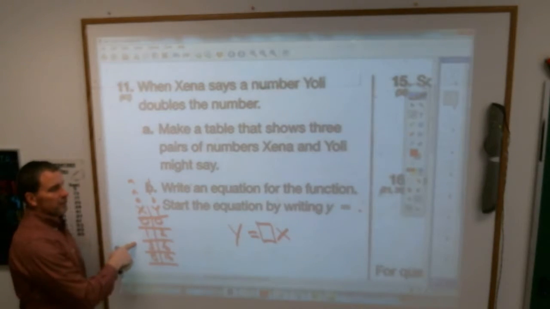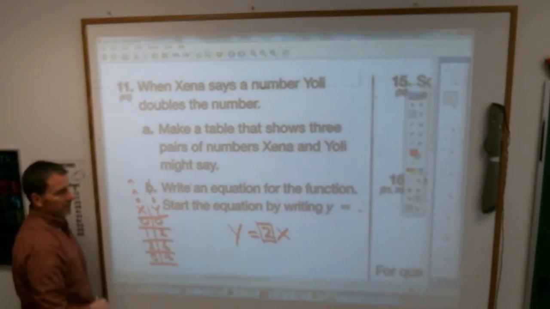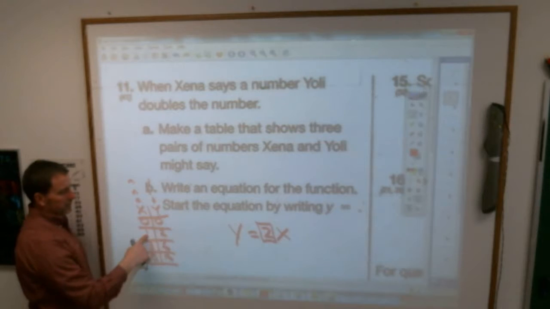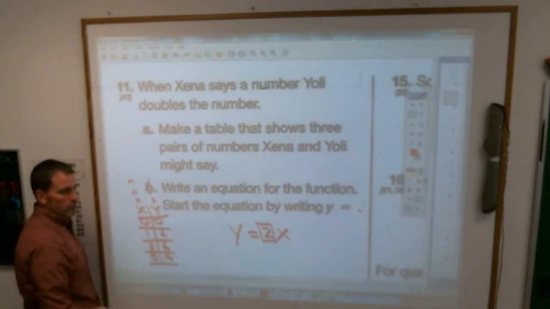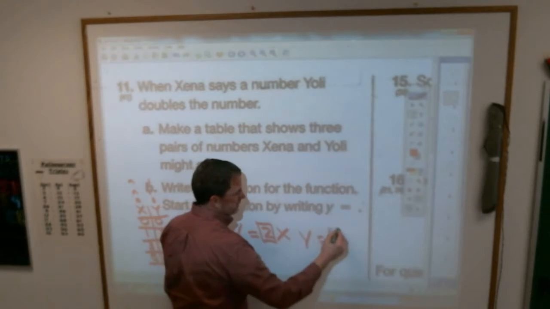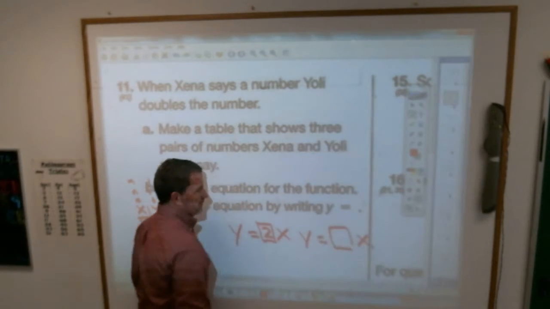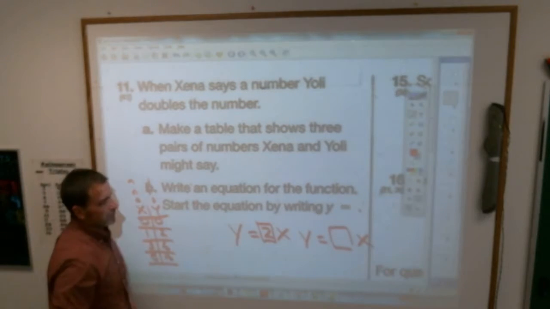You're multiplying it by 2. You are doubling it. Some of you put division, but that's not right. You don't take half of what x was to get y. You double what x is to get y. So just make sure on tomorrow, when they give you this, you go, okay, y equals, put a box there. Put an x there and then say, okay, what did I do to x to get to that y? Because that's what goes here.